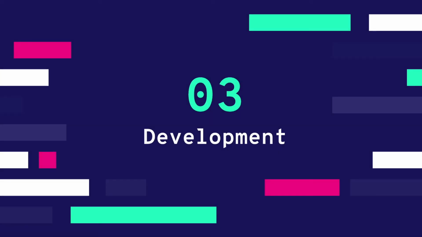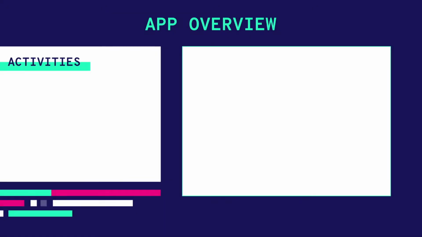Section 3, Development. First, I'll show you an overview of our app. So here are the different activities that we developed for our main app features. First, there's main activity, which is the default activity that the app opens up to. And there you can view what study groups you are in and also create your own study group.